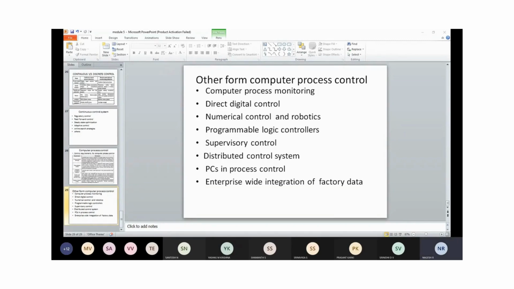Numerical control and robotics. We already studied numerical control. We give a set of instructions or programs to the system or to the machine, and it will perform the operation according to the given set of instructions. Then we are going to obtain the output.